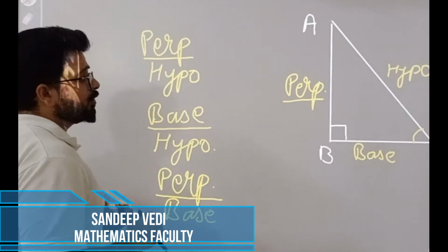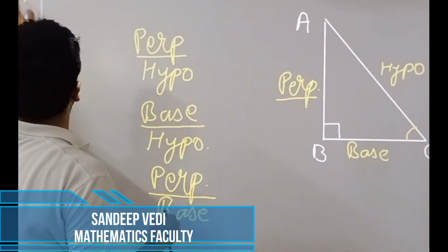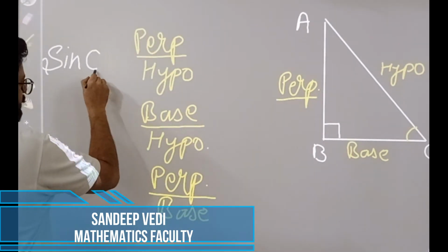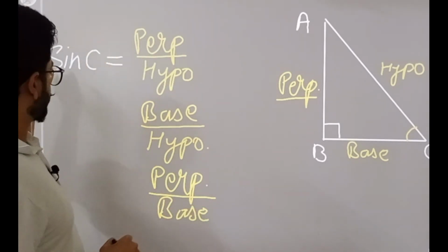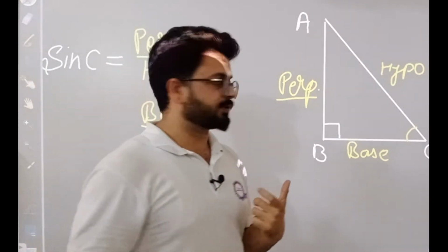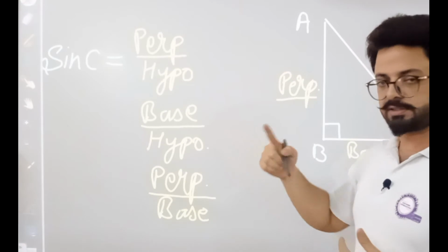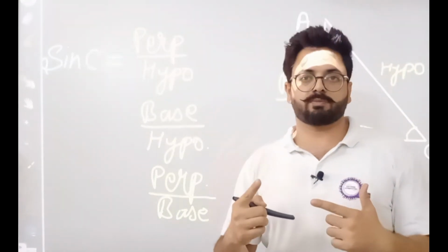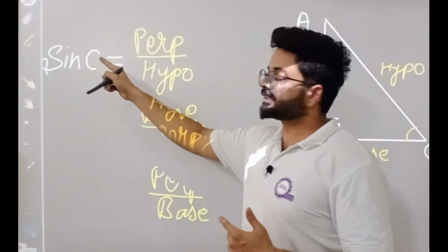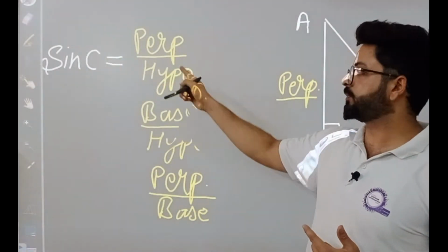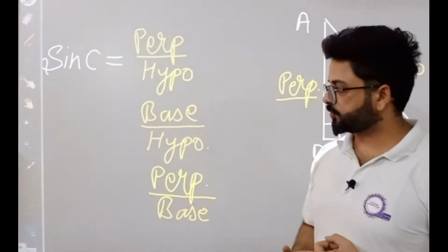Now sine of which angle? We are talking about the angle C, so here we have to write angle C. This is the ratio of sine C. It means a particular name is given to this ratio, sine. C is an angle, we can change this, we can take angle A also. But this is the sine, and sine means the ratio of perpendicular and hypo. The ratio of perpendicular and hypo we are calling sine.